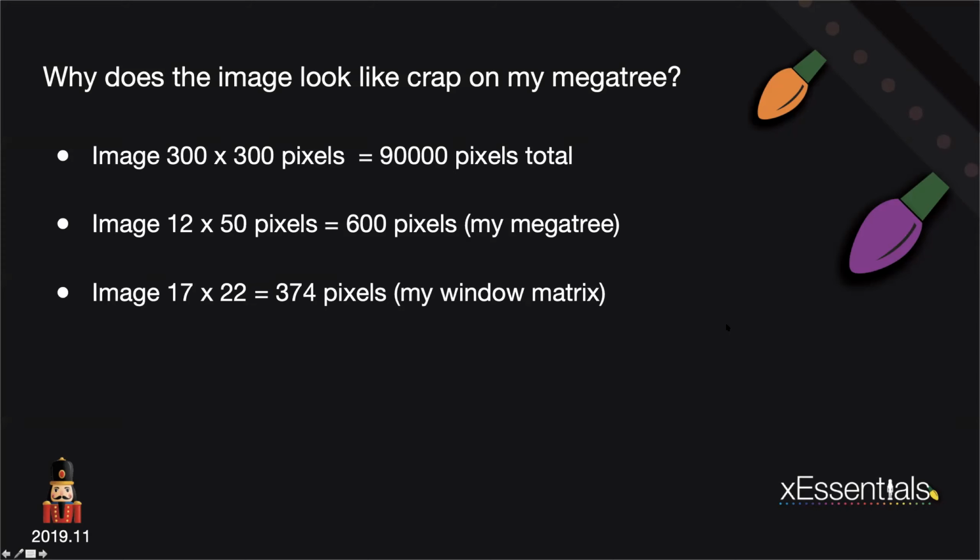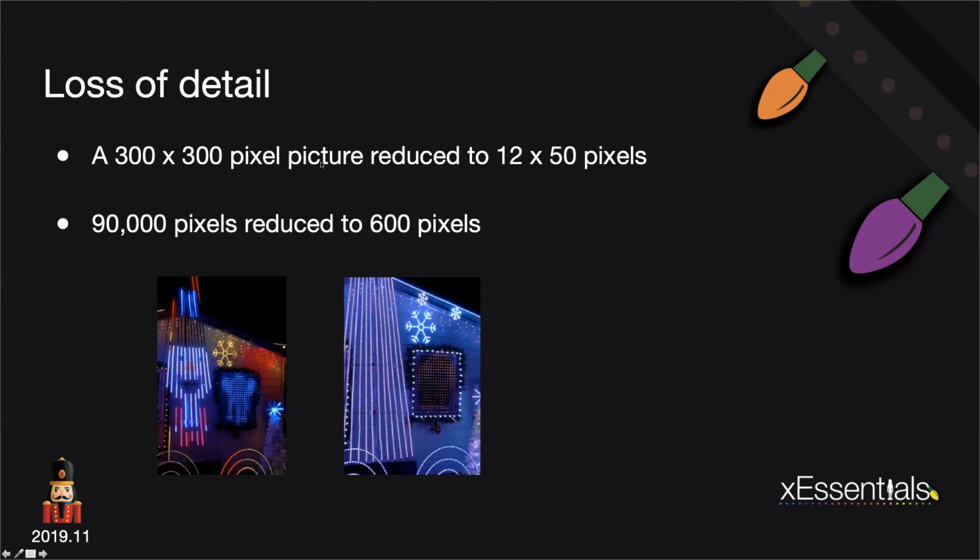So if you are grabbing a 300 by 300 pixel picture and reducing it to a 12 by 50 pixel matrix, you are reducing that image from 90,000 pixels down to 600. And you can see that most of the information in that drawing is going to disappear. Whatever software you use to try and downsize it will try and do the best it can. But when you are chucking out the vast majority of the information, it's going to struggle to get it down to this.